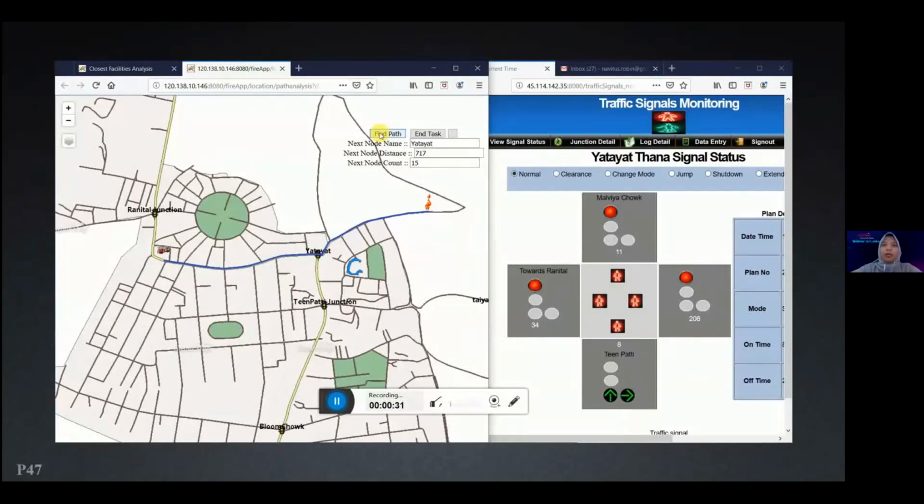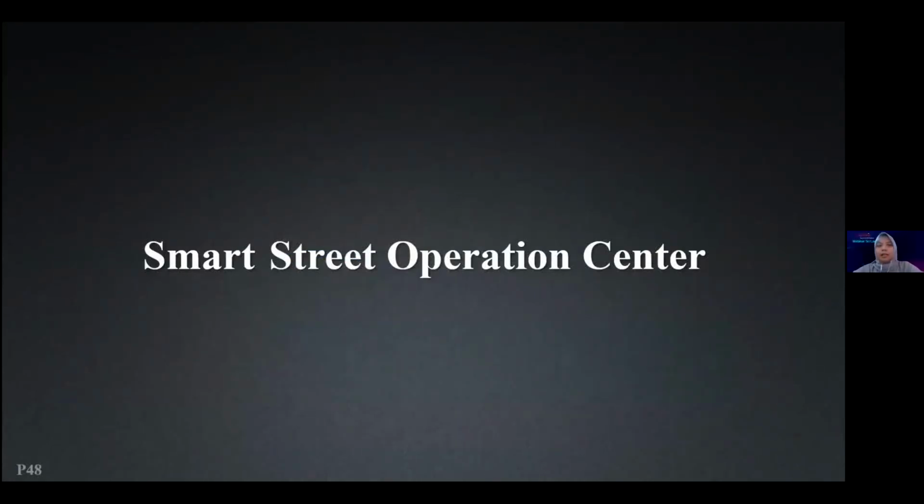So we can distribute the locations of the emergency vehicle and emergency. If an emergency situation happens, we can also plot it on the map, and this application will show the traffic signals monitoring. And the next case is the Smart Street Operation Center.